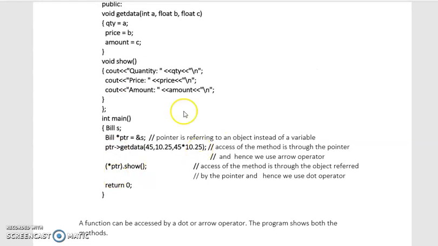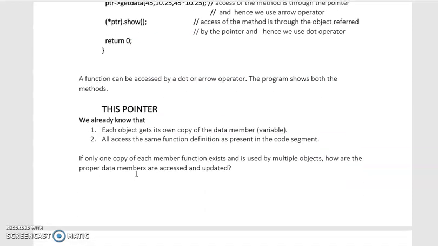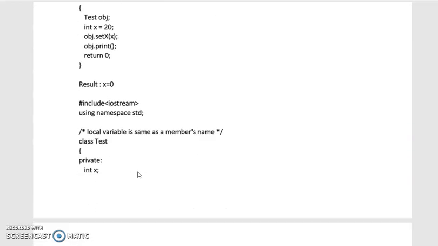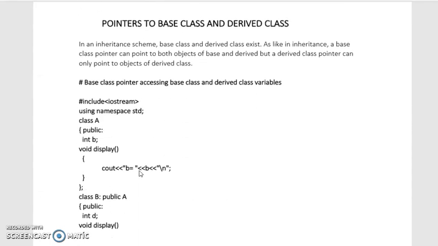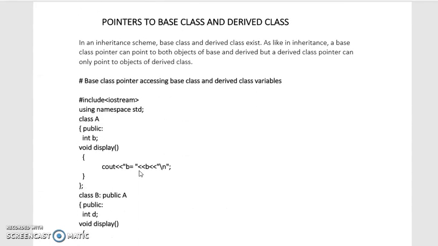We saw what happens when an object is connected to a pointer: we can access it via the arrow operator, or via the dot operator. All these things we looked at in the previous session, and we looked into the this pointer also. Moving on, we are coming to this topic: pointers to base class and derived class.